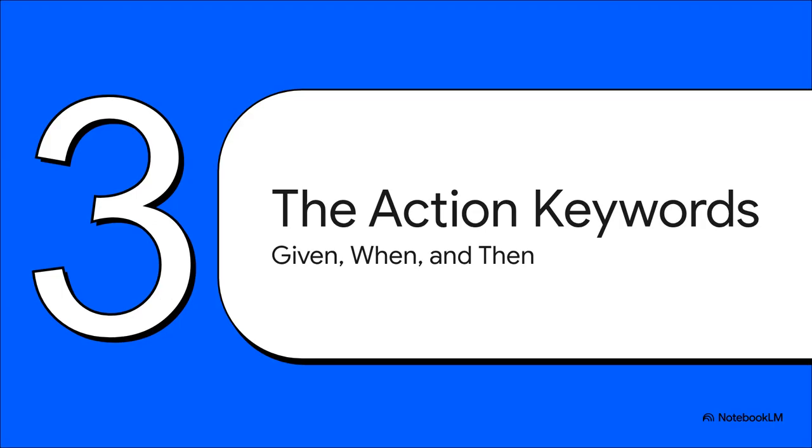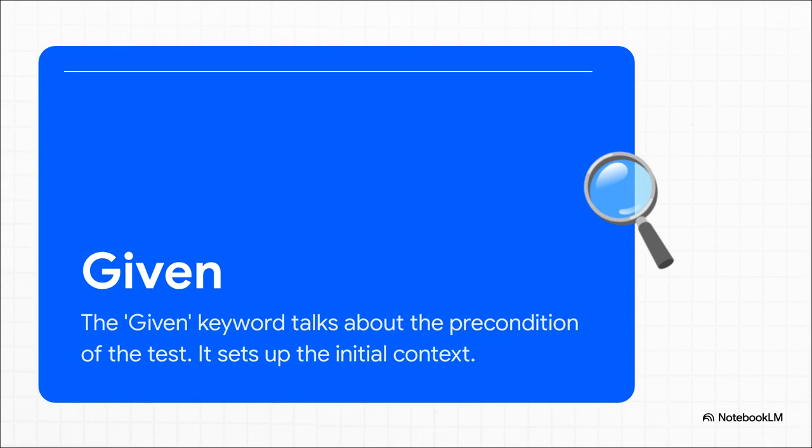So far, we've defined the what with our features and scenarios. Now we need to define the how, the actual steps of the test. And that brings us to the three most famous keywords in all of Gherkin: given, when, and then. Given sets the stage. It tells us what the world looks like before we actually do anything. You can think of it as the starting condition, like given the user is on the login page.